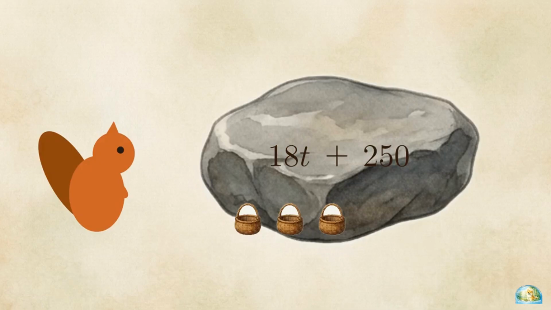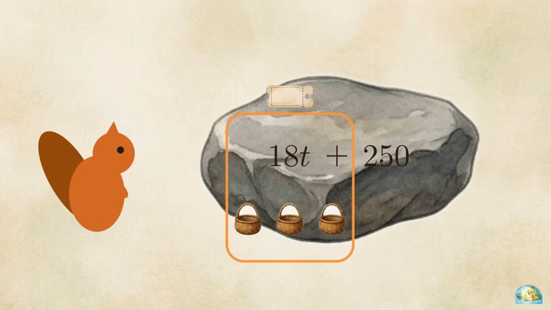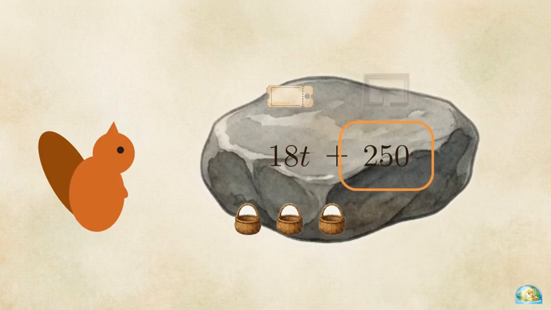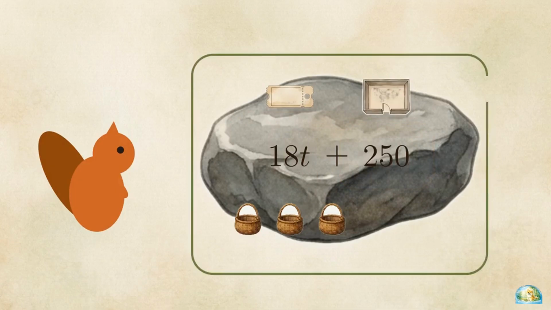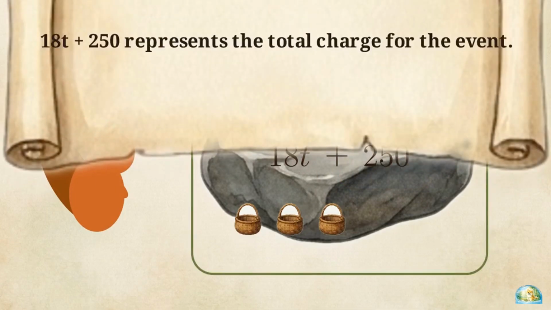We can break this down. The variable part, 18T, gives the ticket revenue from T tickets. Then we have the constant term, 250. This adds the fixed room fee to our total. 18T plus 250 represents the total charge for the event.